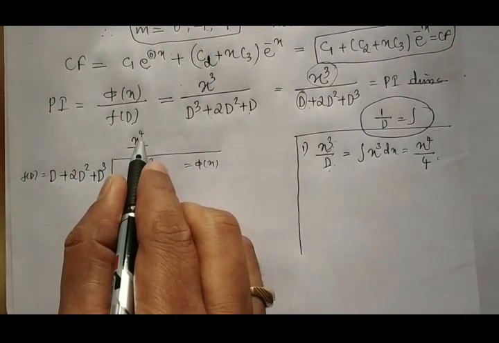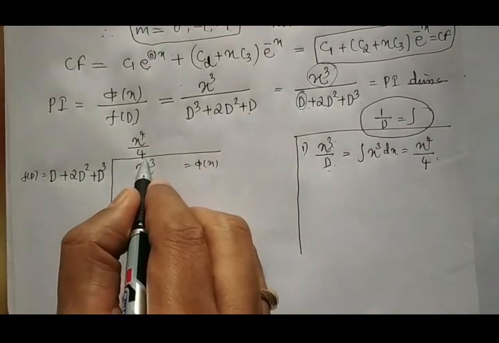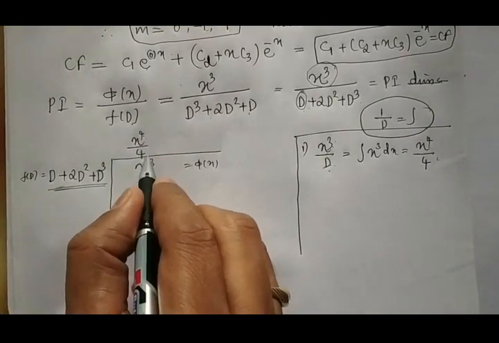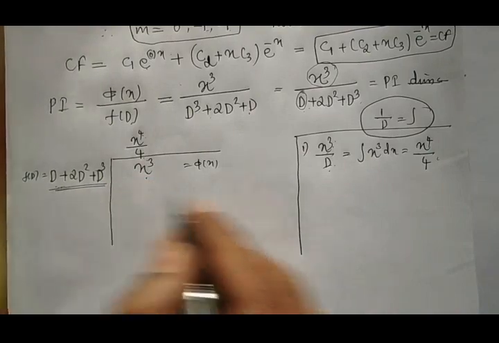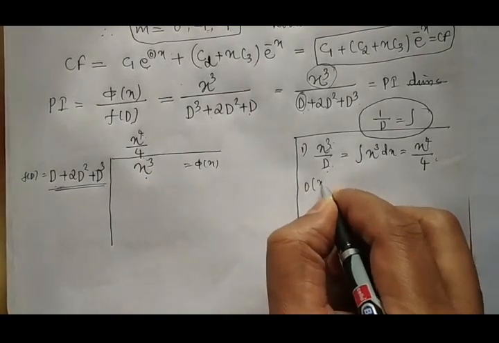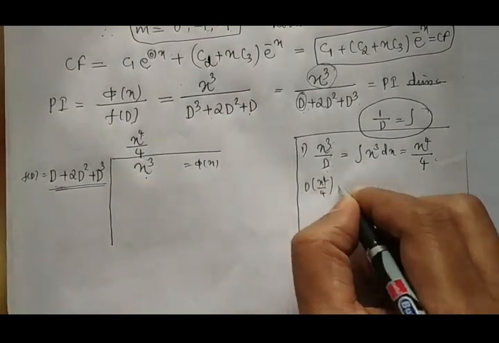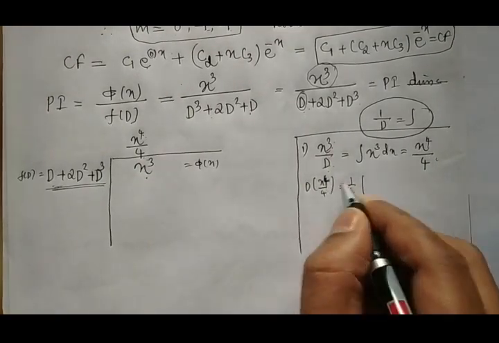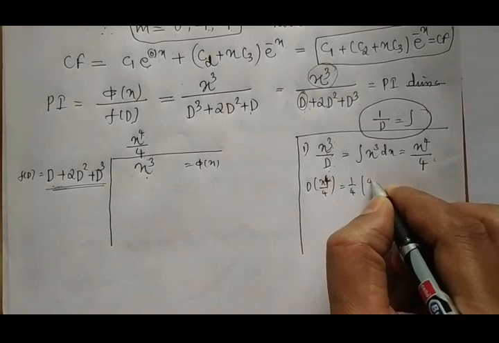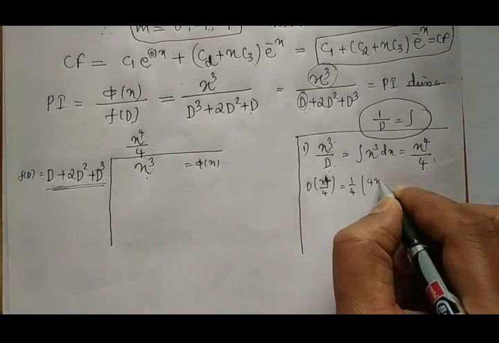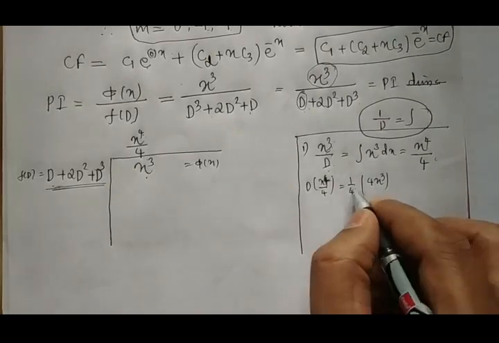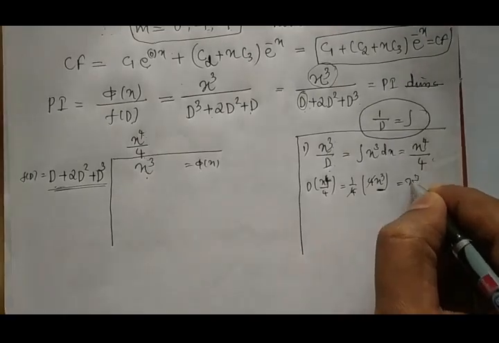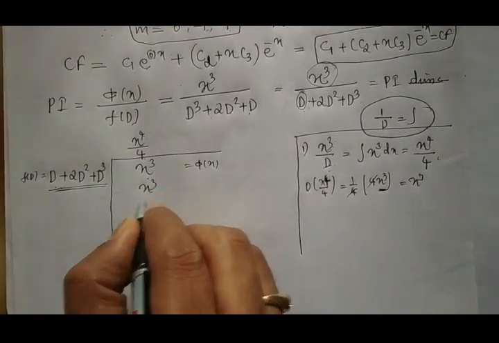Next, multiply this x raised to 4 by 4 throughout this equation. First, x raised to 4 by 4 into D means what? Differentiation of x raised to 4 by 4, that is equal to 1 by 4 times the differentiation of x raised to 4, which will be 4 into x cube. So 4 gets cancelled. What remains? X cube. So that will be written here, x cube.